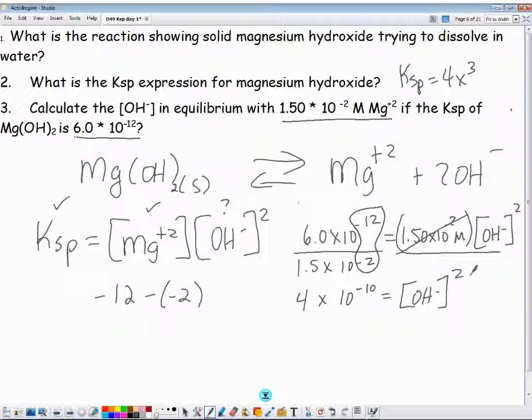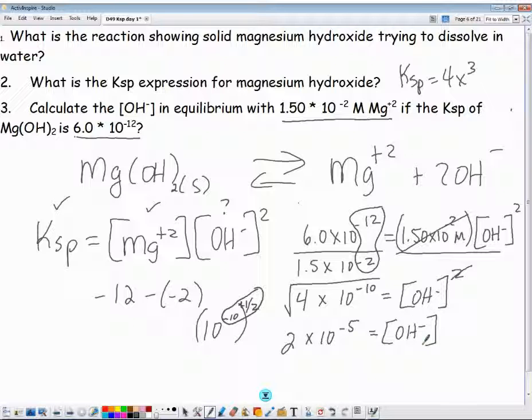Now we're going to square root both sides. And if I square root both sides, I get rid of the square. Let's do it in pieces. What's the square root of 4? 2. And then the way the square root of 10 to the negative 10 works is, what's 10 to the negative 10 raised to the 1/2 power? When you have an exponent raised to a power, you multiply those two numbers together. So what is negative 10 times 1/2? Negative 5. Voila! Success! I have found the concentration of hydroxide. No calculator needed.